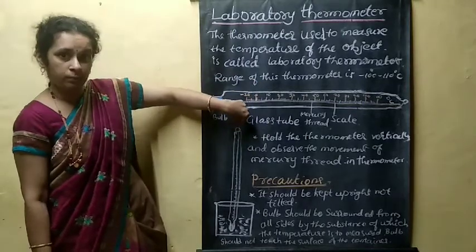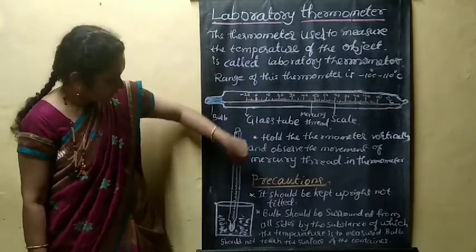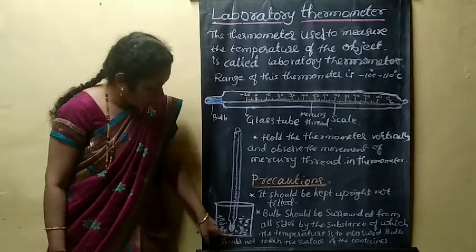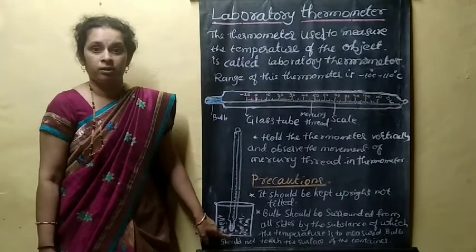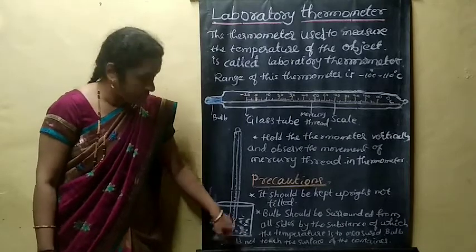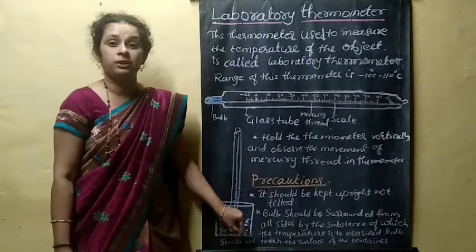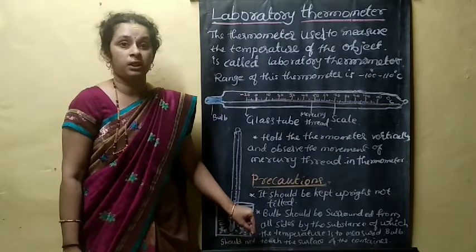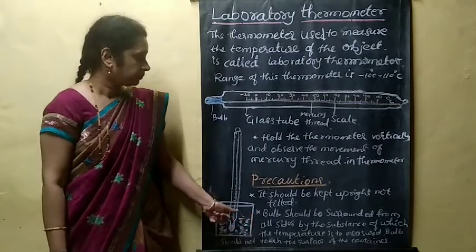While immersing, you should hold the thermometer like this. Hold it with a small pin like that, so that the bulb does not touch the container. The bulb should be surrounded by the substance whose temperature you want to measure. That is where it should be kept.